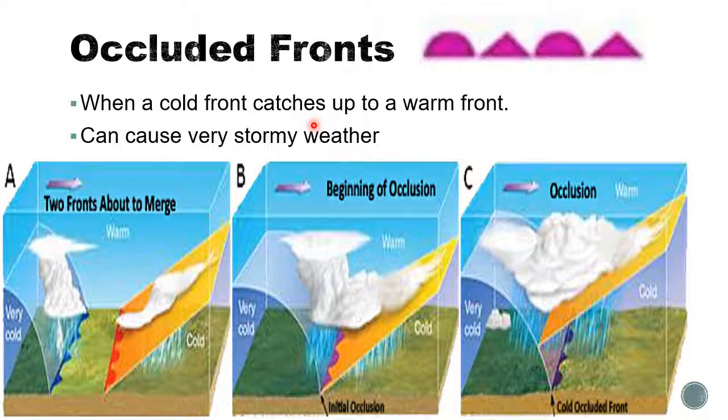Last one is our occluded front. This is when a cold front catches up to a warm front. This can cause extremely stormy weather. Okay, so you have your normal cold front and it's lifting up a thunderstorm here. You have a warm front just ahead of it, and you have your long-term rain event in front of this. Okay, so once this cold front meets up with the warm front, you still have the thunderstorm and your long-term rain. Once it finally gets occluded completely, you're going to have this big mess of storm clouds up in the atmosphere.